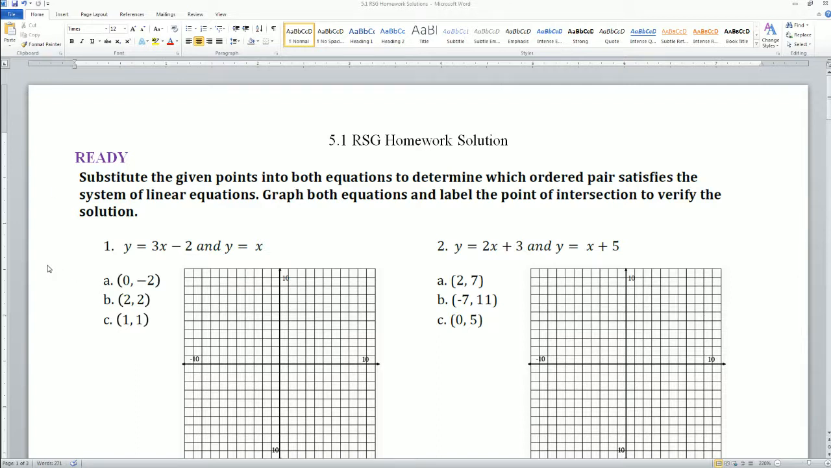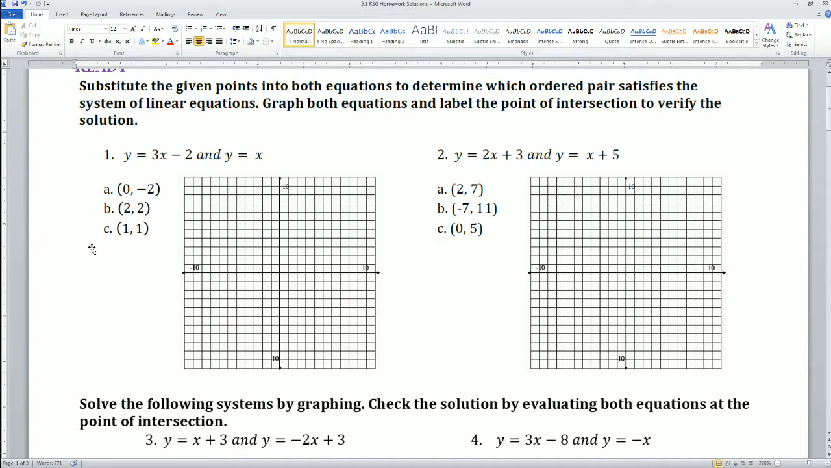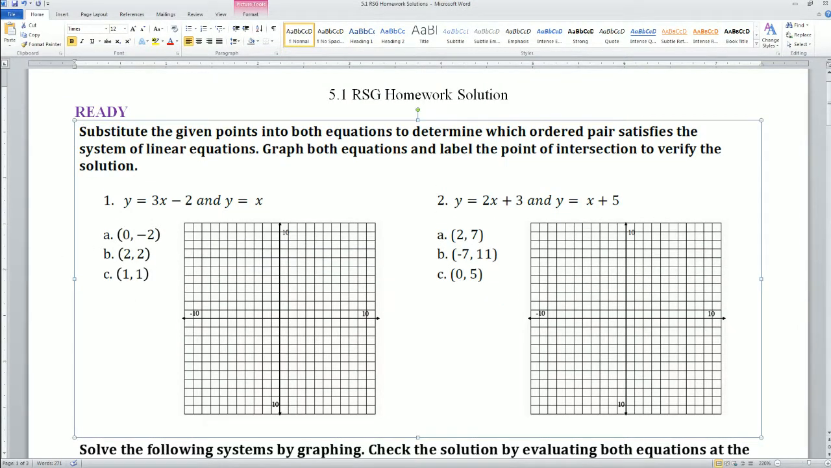Alright, we have here the ready part. It says to substitute the given point into the equation to determine which ordered pairs satisfy the systems of linear equations. Graph both equations and label the points of intersection to verify the solution. So we have 1 and 2 here. I'm going to work in Paint, okay?